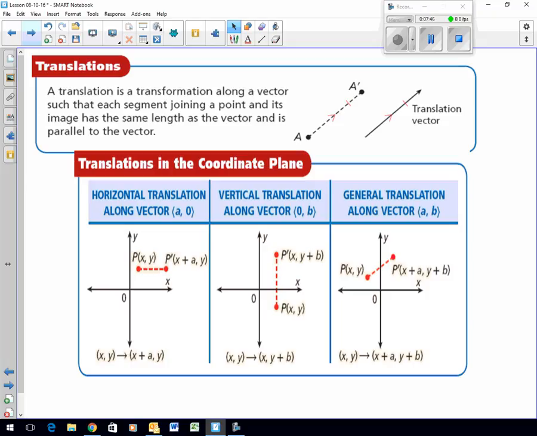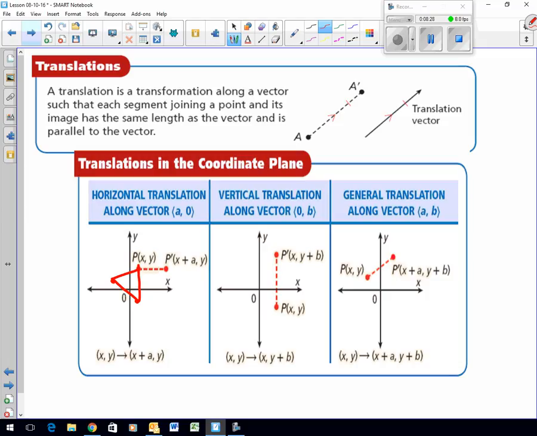Check it out. If my P value, the pre-image, was (x, y), and I have just a horizontal translation, for P prime I take my x coordinate and add or subtract that value. y stays the same. Ain't so bad, right? That's for a single point. Where it gets tricky is if not only P, but I have these 3 points, and for each of those points I've got to do this.